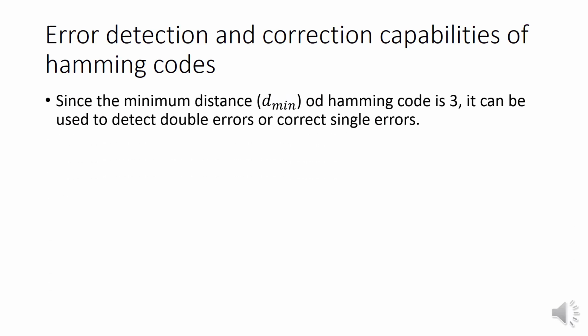For detecting double errors, d minimum will be greater than or equal to 2 plus 1, that is, d minimum will be greater than or equal to 3. For correcting up to one error, that is a single error, d minimum will be greater than or equal to 2 times 1 plus 1, that is, d minimum will be greater than or equal to 3.